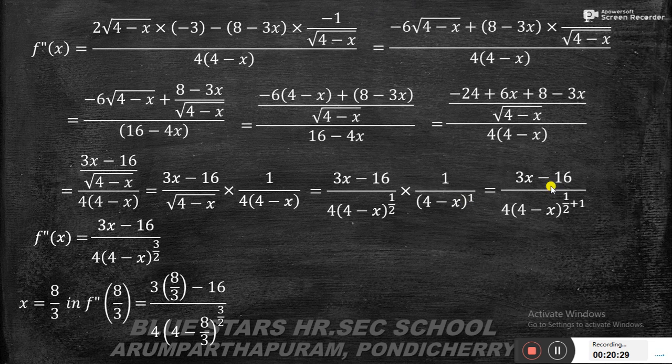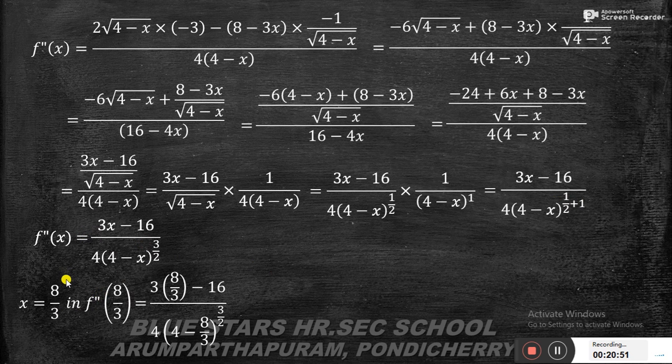In the next step 3x minus 16 by 4 into 4 minus 6, to the power 1 by 2 plus 1. We add the powers, 1 by 2 plus 1. So in the next step 3x minus 16 by 4 into 4 minus 6. Next just add 1 by 2 plus 1. That means 2 plus 1 is 3, so 3 by 2. So we write it in the next step. So this is the f double dash of x.